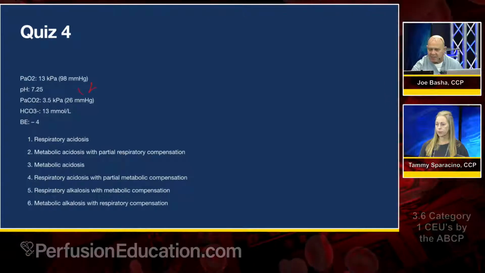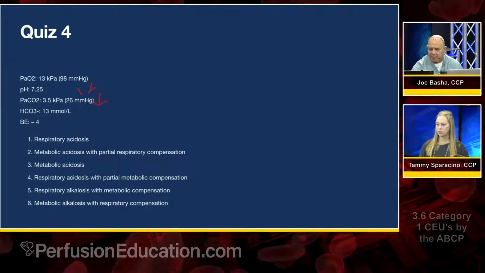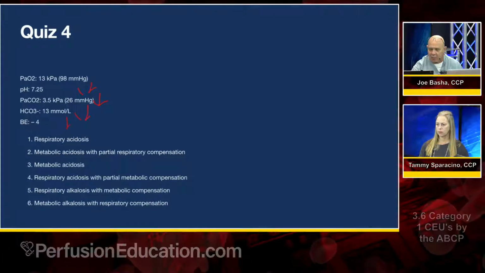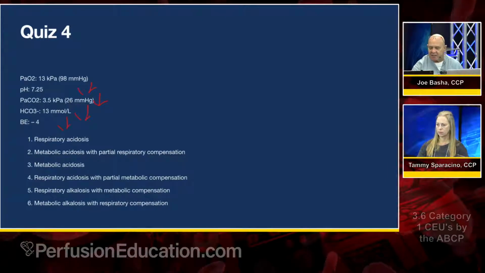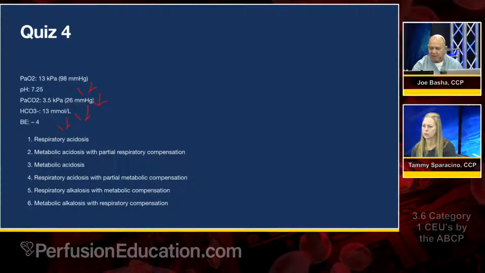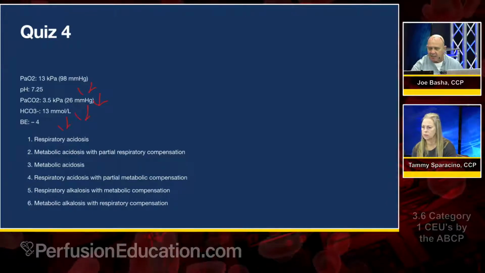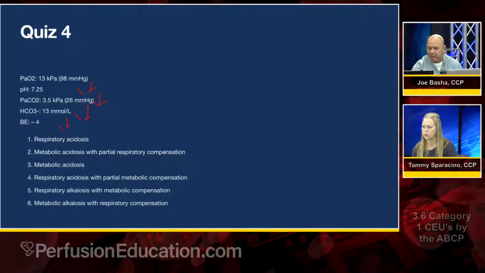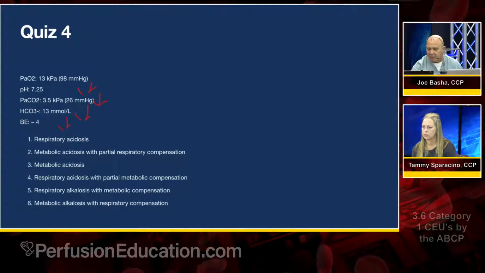PCO2 is 26. That's also down. Bicarb is down. The base is not that low, but there's a reason for that, which we can discuss. So my pH is low. It's acidosis. My PCO2 is low. My pH should be very high. Right. My bicarb is very low.